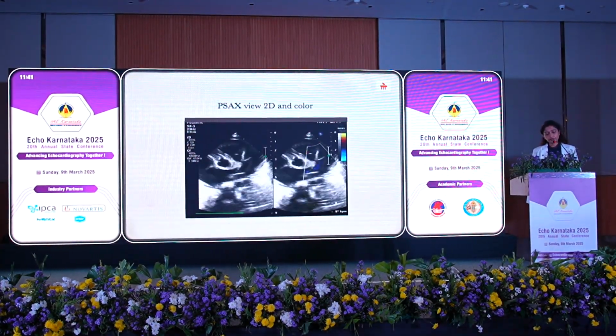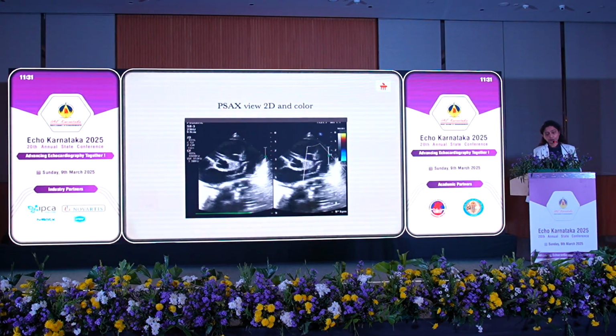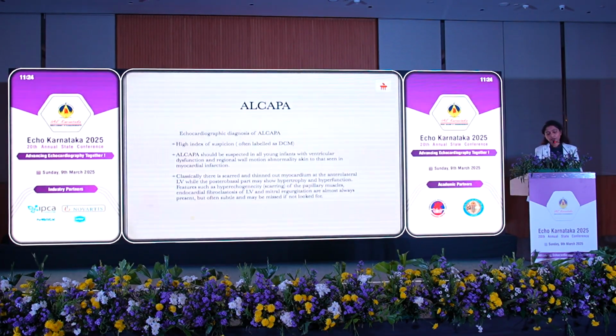So on color Doppler, we see that the coronary flow is from the pulmonary artery, antegrade flow. It's important to reduce the color Doppler Nyquist limit when we're imaging the coronary arteries, the venous flows, all these structures. Ideally, we should do that. Here, it's not been done. So a diagnosis of ALCAPA was made in this infant.